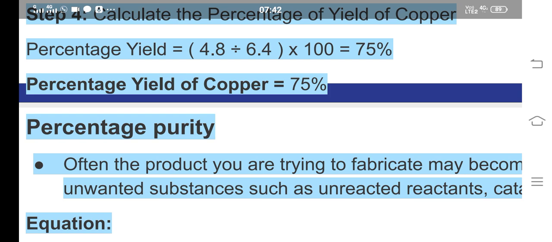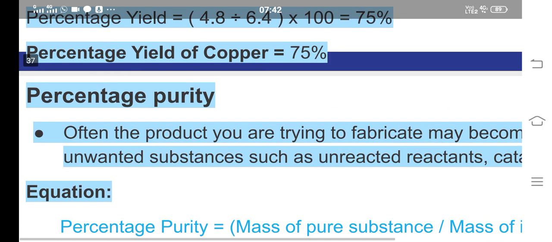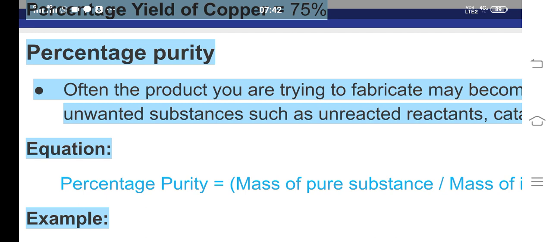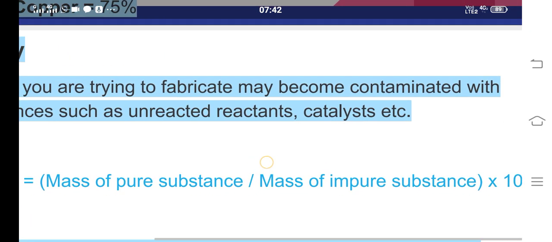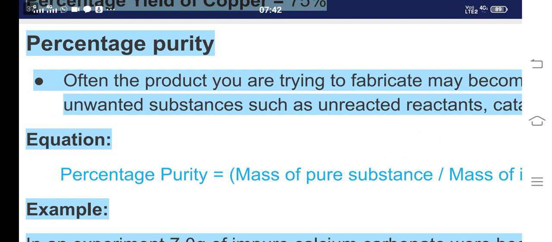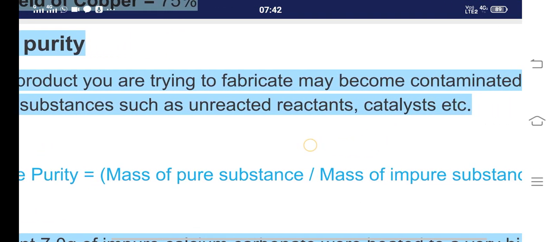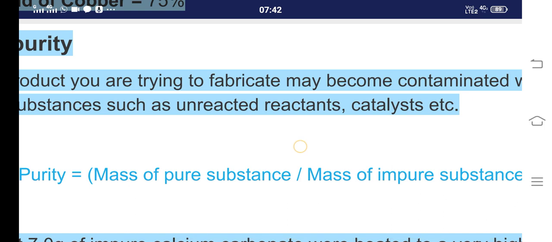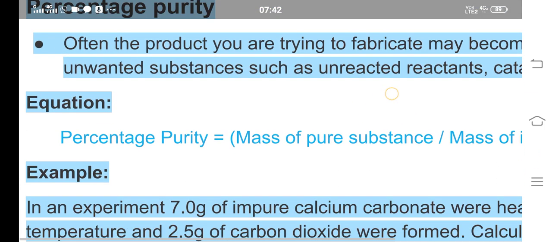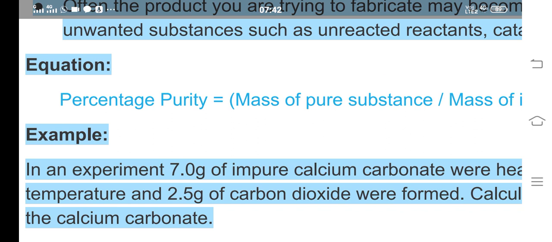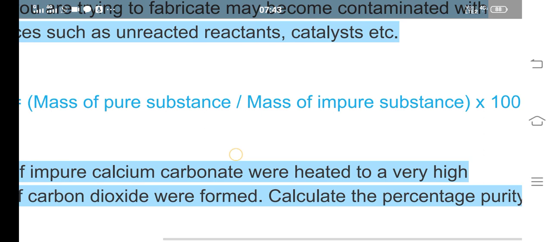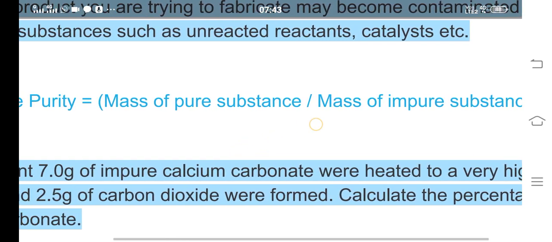Now percentage purity. Often the product you are trying to fabricate may become contaminated with unwanted substances such as unreacted reactants, catalysts, etc. Now the equation to get the percentage purity: percentage purity equal to mass of pure substance divided by mass of impure substance multiplied by 100.